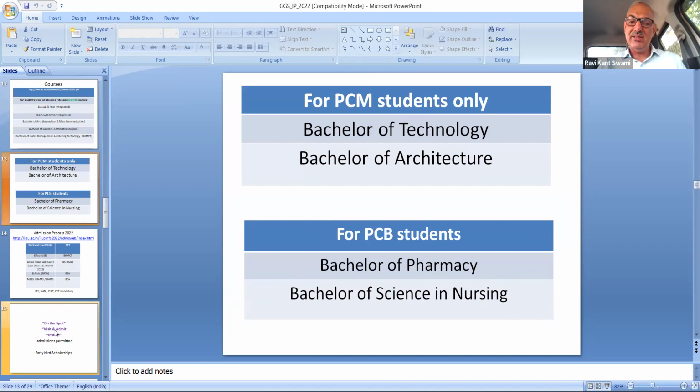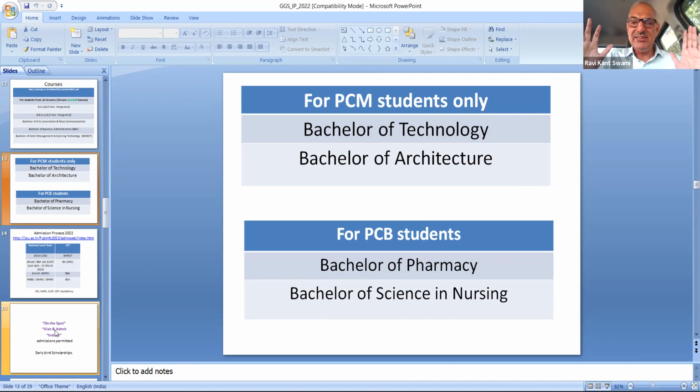But then there are other kinds of courses like BTech, architecture, pharmacy, nursing, for which you need a specific stream in 12th. For BTech, of course, you need PCM at 12th. If you don't have PCM, you cannot do BTech. Then for architecture also, you need a PCM. For pharmacy, nursing, you need to have biology.